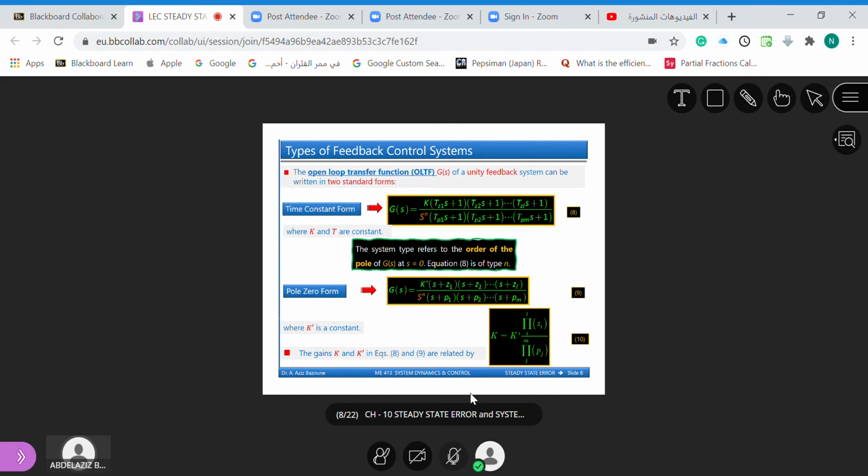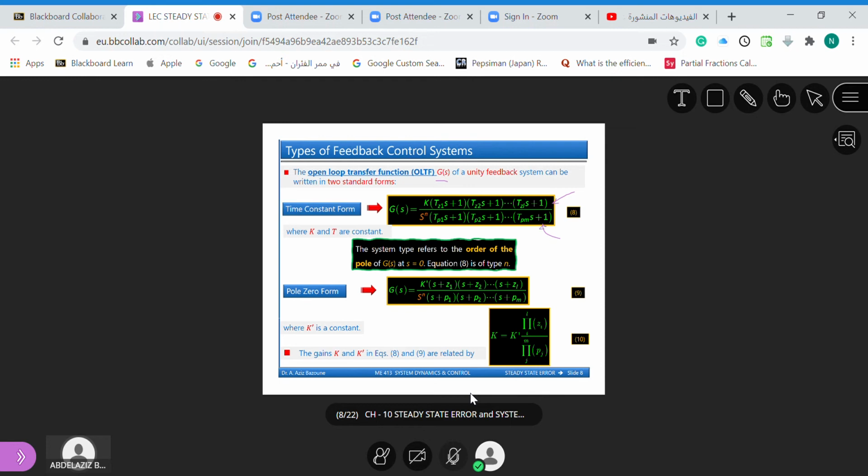Now, the type of feedback control. We have seen, Shabab, we can write the open loop transfer function G of S in two standard forms. Either in the time constant form, K times (TS plus 1) over S^N times (TP1 S plus 1)(TP2 S plus 1). So the denominator is for the poles and the numerator is for the zeros.